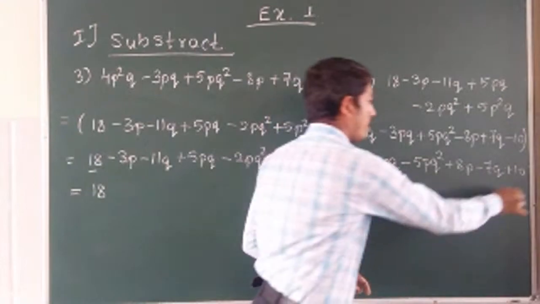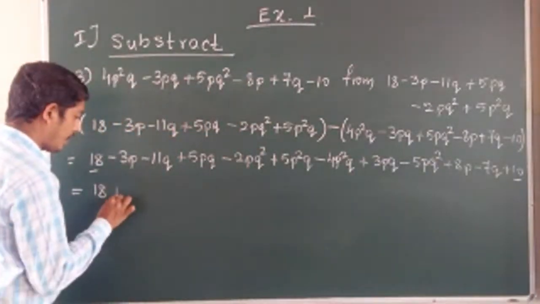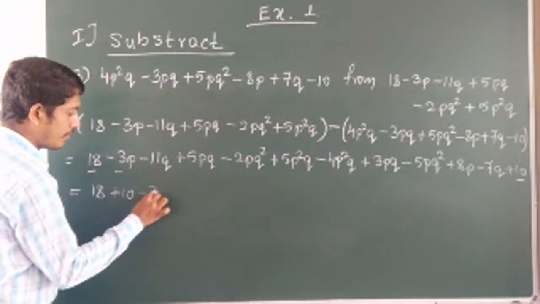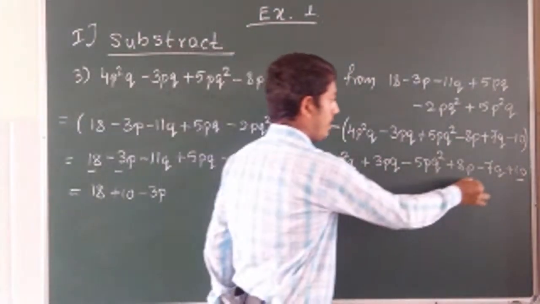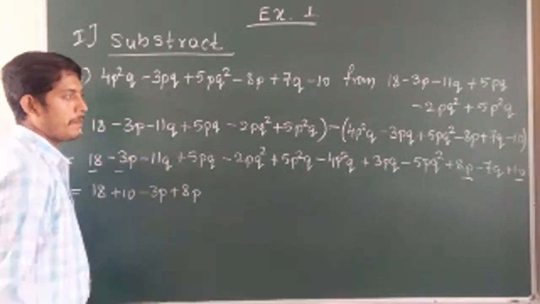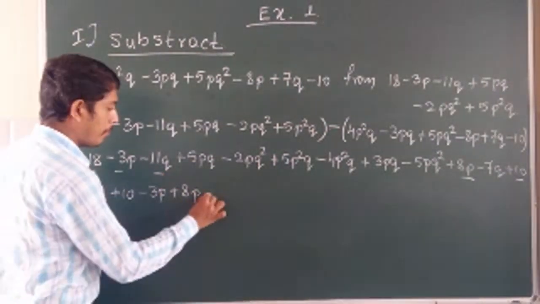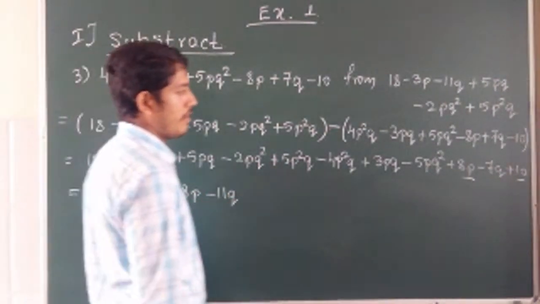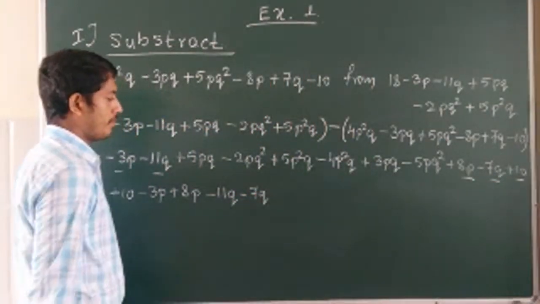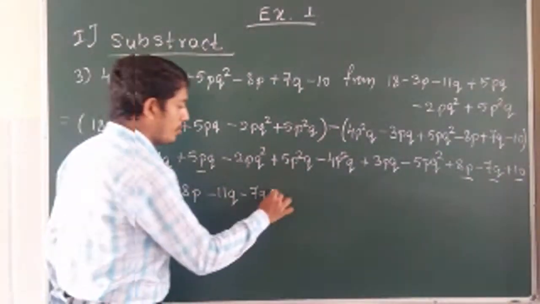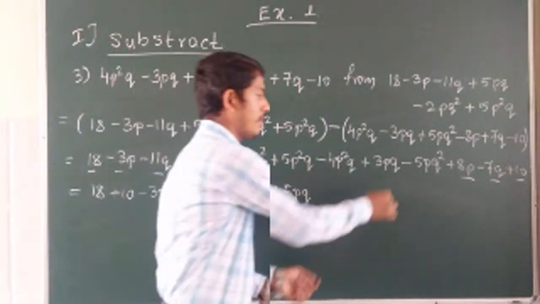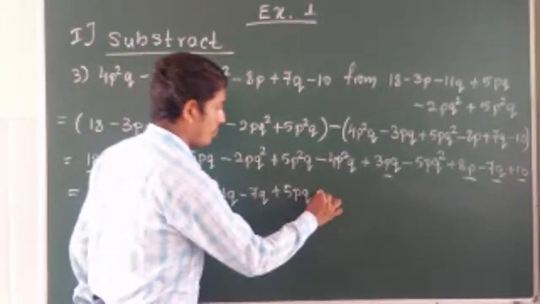Then another constant term is here, 10 plus 10, along with the sign we have to consider. Then minus 3p, then here plus 8p, then minus 11q, here minus 7q, then 5p cube, plus 5p cube, then here plus 3p cube.